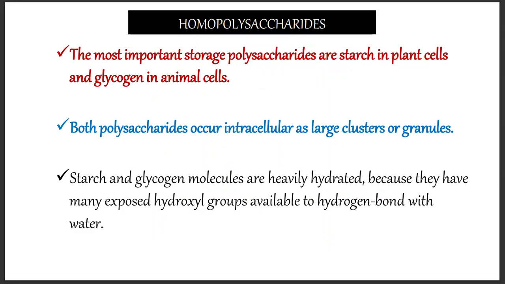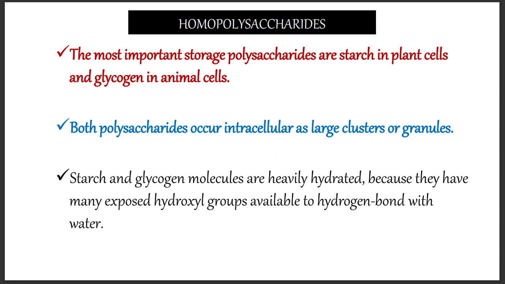Starting with homopolysaccharides, the most important storage polysaccharides are starch in plants and glycogen in animals. These occur in the cell as clusters of granules. What we mean by granules is they look like droplets, and those droplets are together, so they are clusters of granules. Starch and glycogen molecules are heavily hydrated. They have a lot of water.